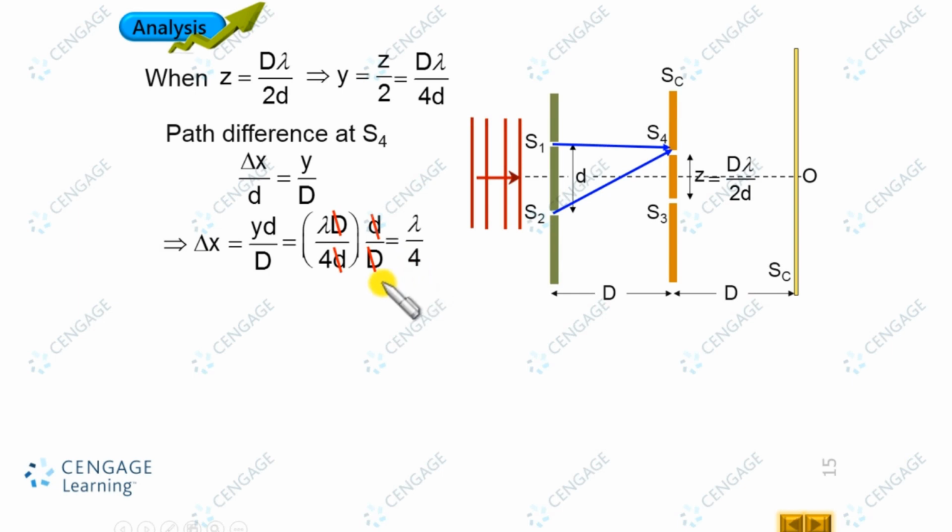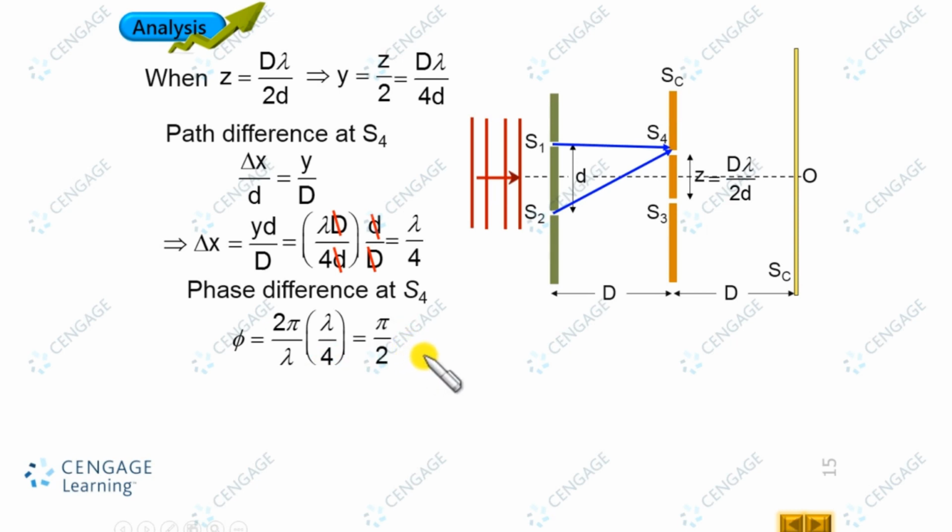Now we know the relationship between the phase difference and path difference: phase difference equals 2 pi by lambda multiplied by the path difference delta x. So let us write the formula for calculating the phase difference. The path difference equals lambda by 4 as we calculated. Here lambda and lambda get cancelled, this is 2 and this is 4, so phi equals pi by 2. Now we have the phase difference at point S3 or S4, because these two points are symmetrically placed with respect to the center line, the phase difference at this point and this point will be equal.